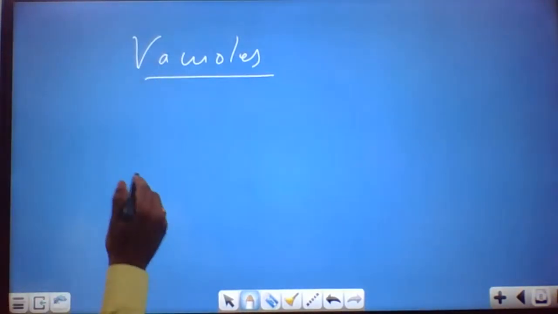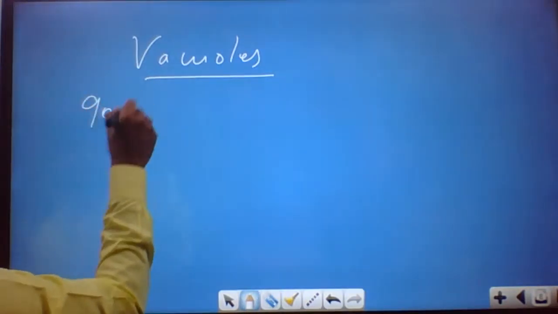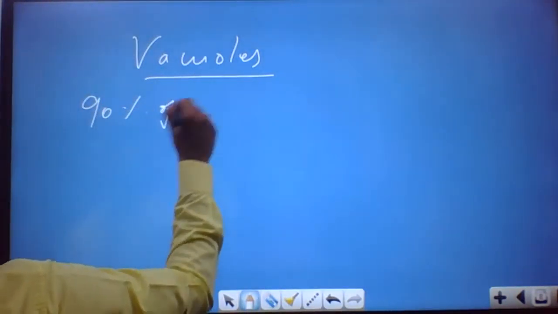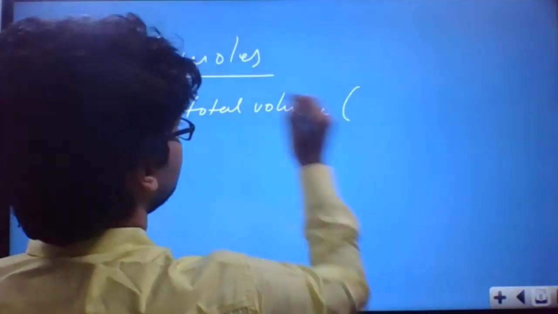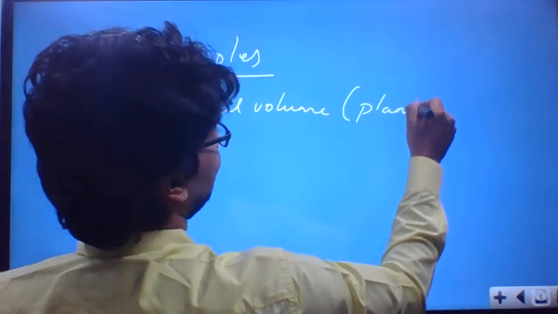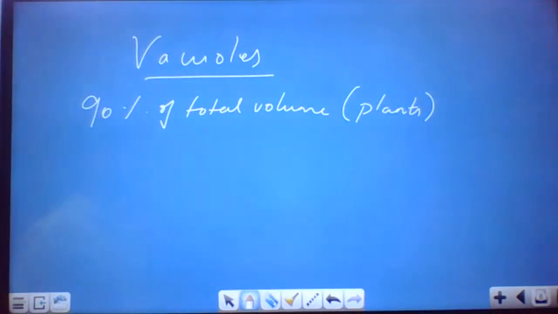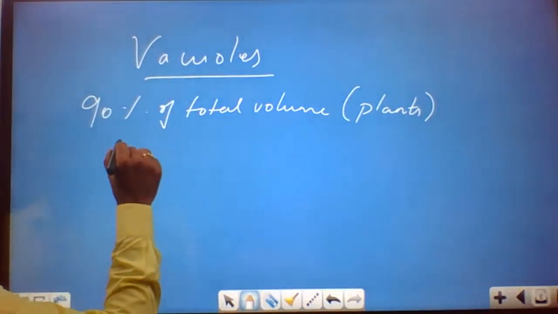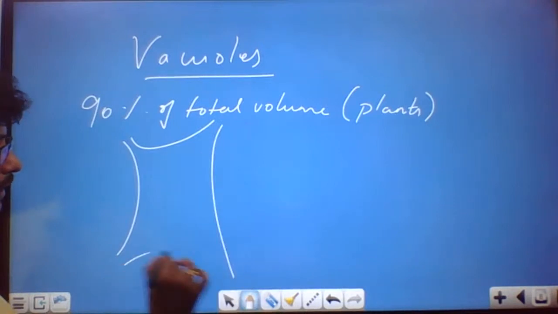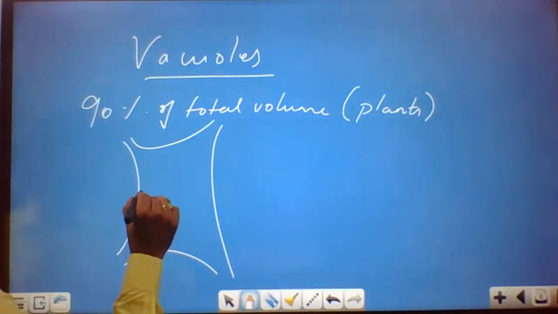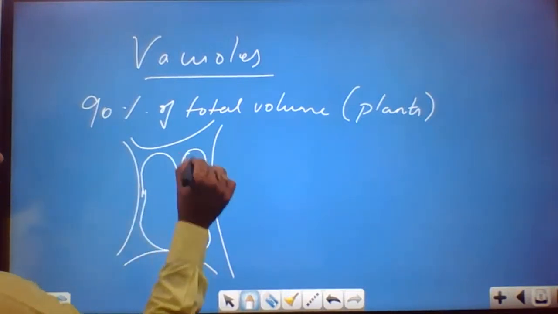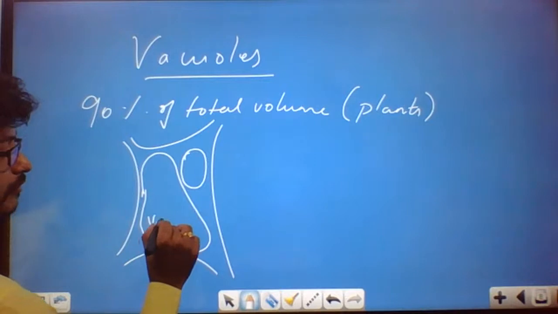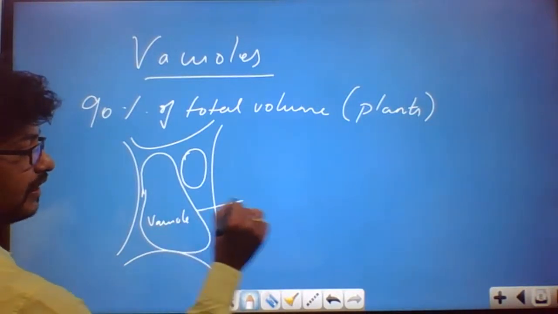Fine. Vacuoles occupy 90% of the total volume of the cell. Usually this rule is applicable in the case of plants only. So 90% of the total volume is occupied by the vacuole. For example, if I'm talking about a plant cell, it is completely occupied by the vacuole. Here you could see the nucleus, this is the nucleus part, and this we call the vacuole. And the layer which covers the vacuole.